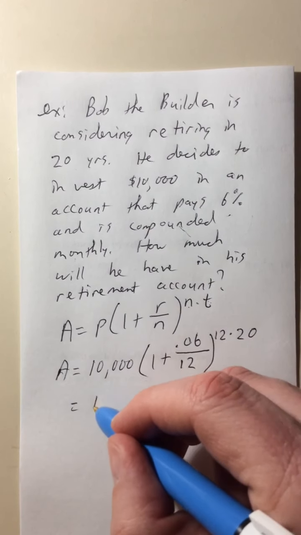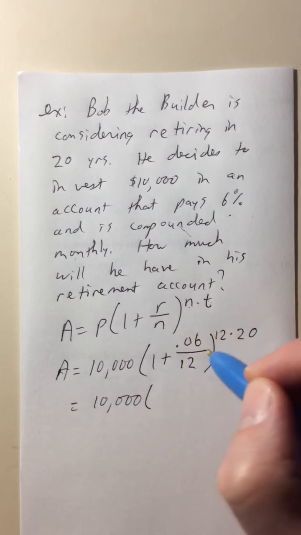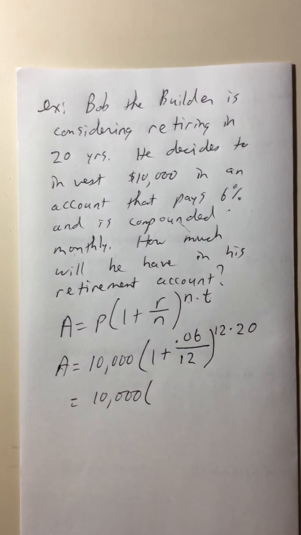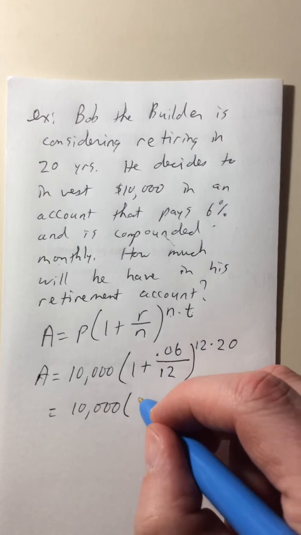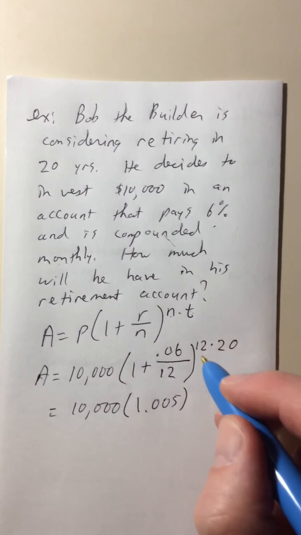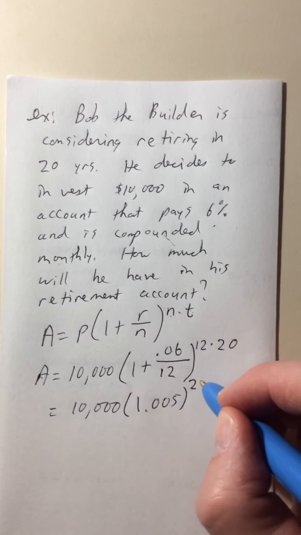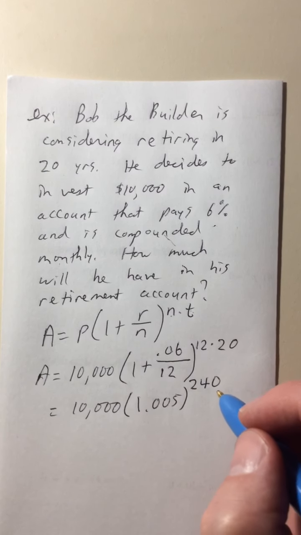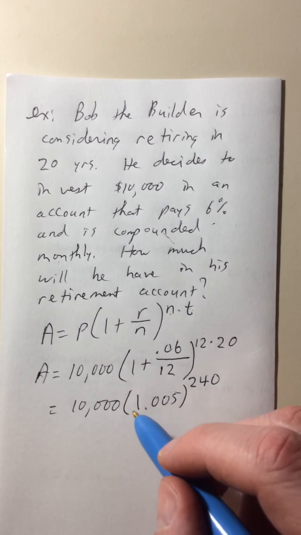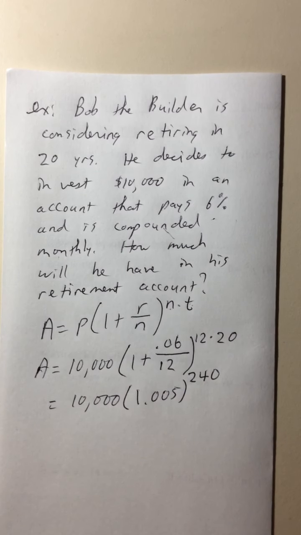So we're just going to use our calculator to do the rest of the work here. So 0.06 divided by 12, and that should be easy enough, right? It's going to be 0.005, but we'll just make sure. 0.06 divided by 12 equals, yep, 0.005. So that's 1.005. 12 times 20, of course, is 240. And so now we just raise 1.005 to the 240 power.